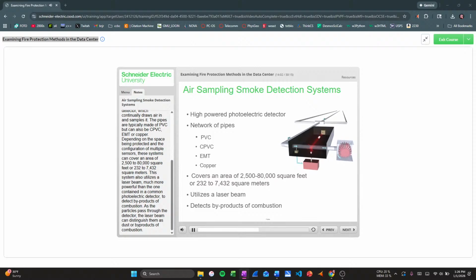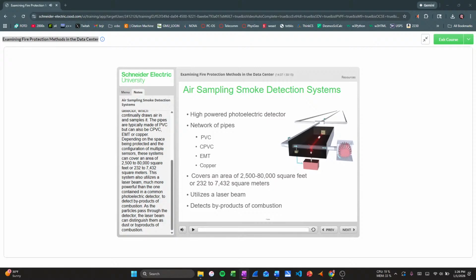Depending on the space being protected and the configuration of multiple sensors, these systems can cover an area of 2,500 to 80,000 square feet, or 232 to 7,432 square meters. This system also utilizes a laser beam, much more powerful than the one contained in a common photoelectric detector, to detect byproducts of combustion. As the particles pass through the detector, the laser beam is able to distinguish them as dust or byproducts of combustion.